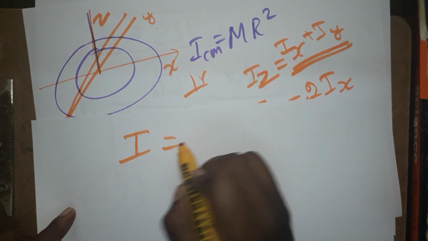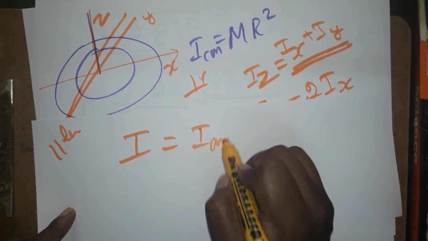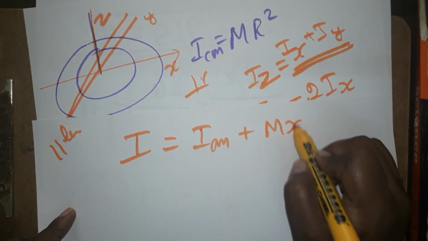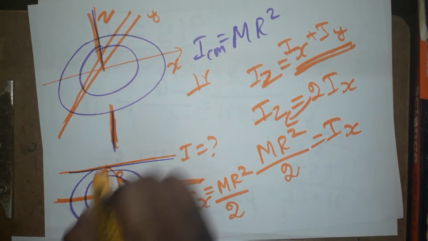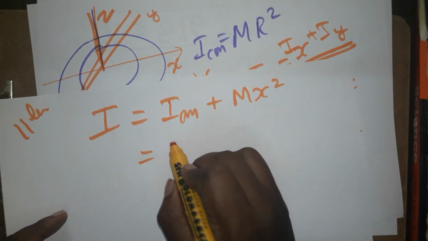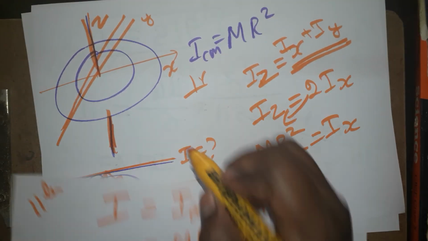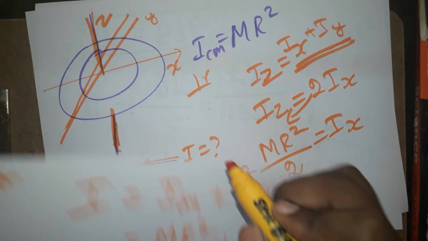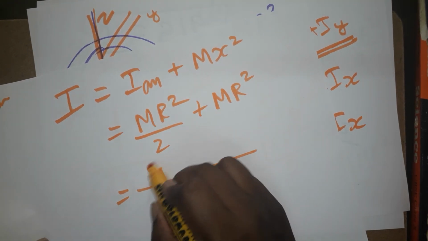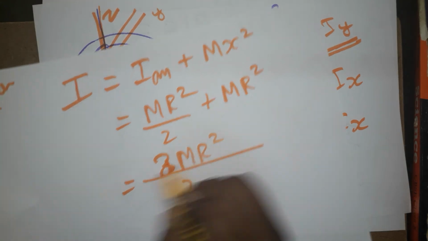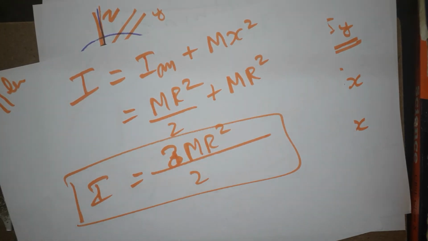For the inertia at the tangential line, I am using the parallel axis theorem: inertia at center of mass plus mx square. Now this is the center of mass, mr square divided by 2. The distance between these two parallel lines is the radius, so m r square. If you add these two, 3 mr square divided by 2 is equal to the total inertia. Both ways you can find it. Both give the correct answer.